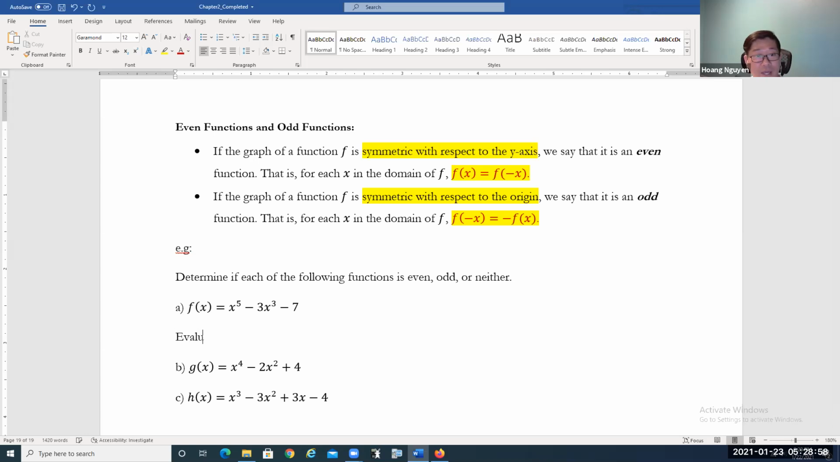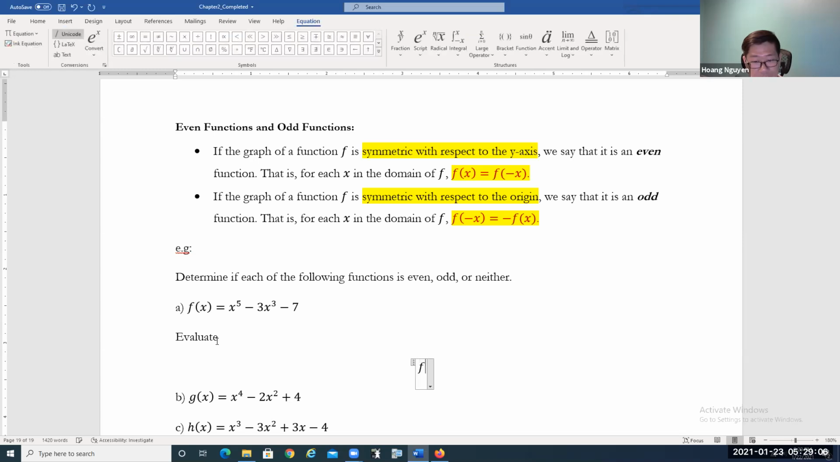So I will evaluate f of negative x. What does it mean by f of negative x? It means that the input will be replaced by negative x. So let's see what we're going to get. I'm going to get negative x raised to the power 5, minus 3 times negative x raised to the power 3, and then minus 7.